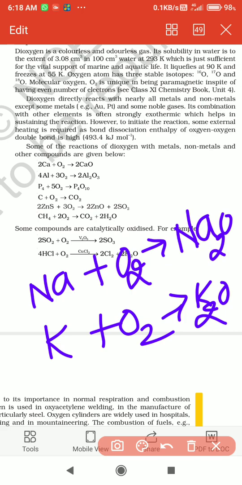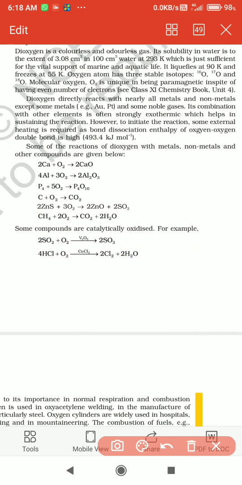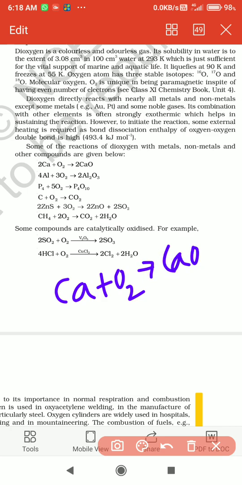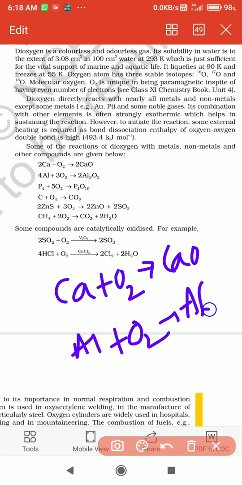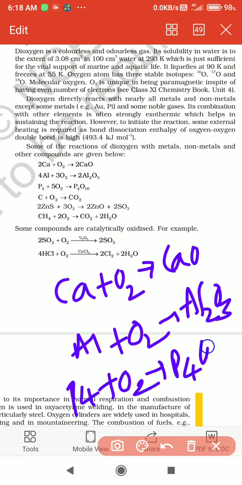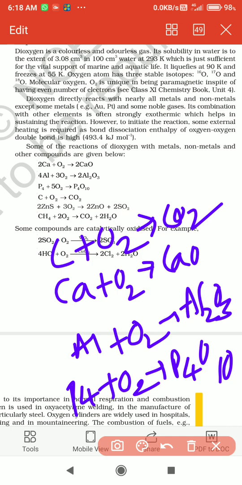And some reactions of metals and non-metals are given. Let us see the chemical reactions. First one is calcium metal. Calcium reacts with oxygen to form calcium oxide. Next, aluminum reacts with oxygen to form aluminum oxide, Al2O3. Next, phosphorus reacts with oxygen to form P4O10. Carbon reacts with oxygen to form carbon dioxide.